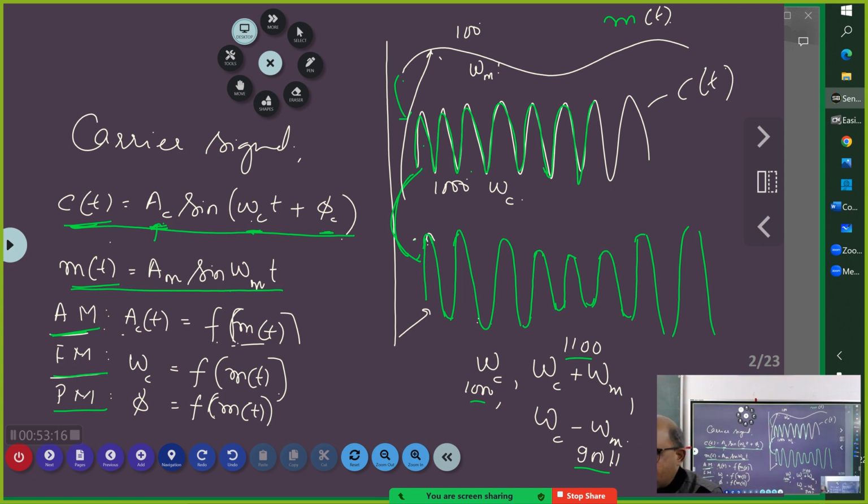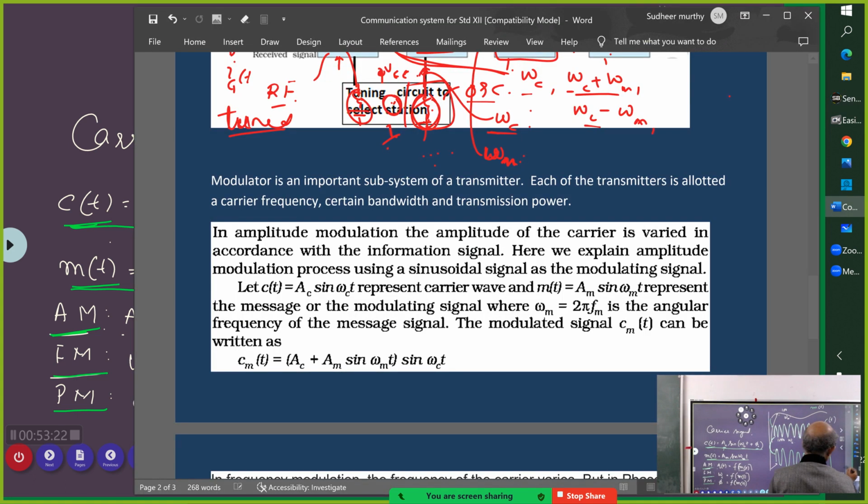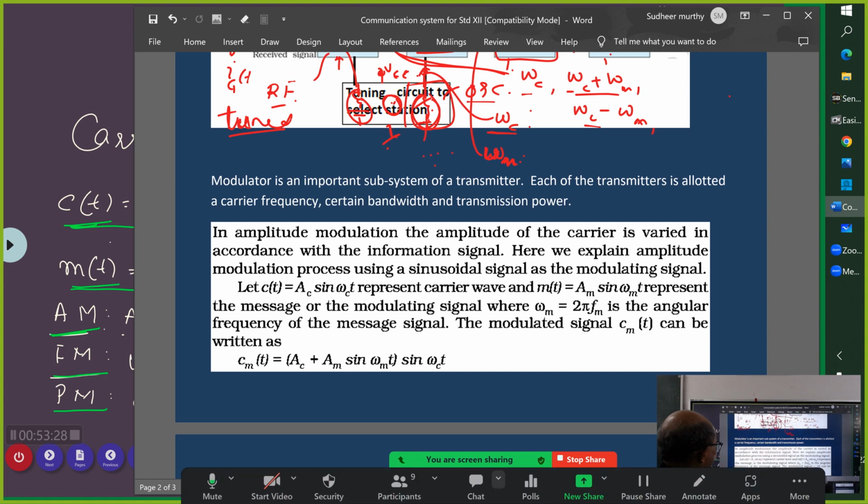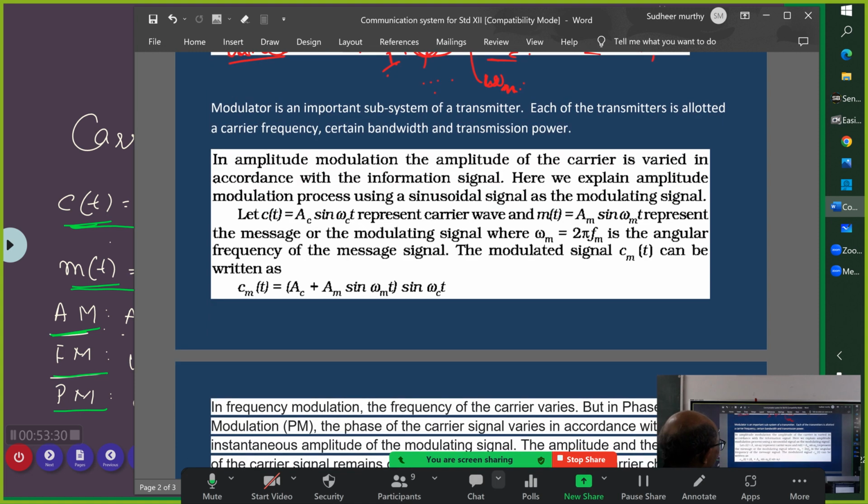Okay. Now I will answer Adil's question. Why will the frequency change? So here we go. Now I am just giving you a hint. I will explain this in detail. See here. In amplitude modulation, the amplitude of the carrier is varied in accordance with the information signal. Here we explain the amplitude modulation process using a sinusoidal signal as the modulating signal.